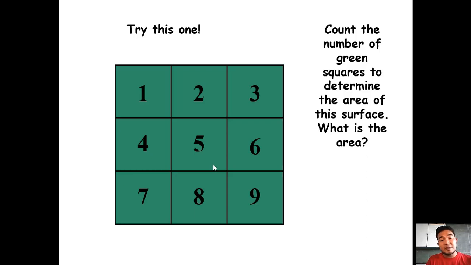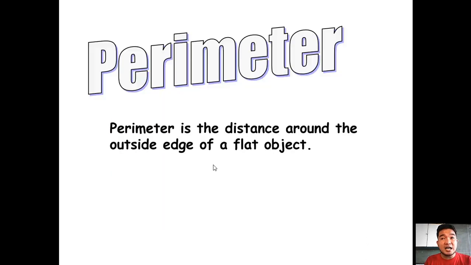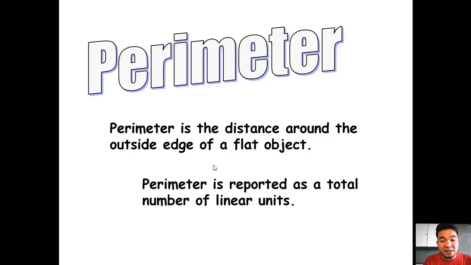But for the meantime, let us help them really understand first the concept of what area is all about and how area is being solved. Perimeter. As I have mentioned earlier, perimeter, ito yung gilid lang ng mga objects natin. Ano? So this is the outside edge. Okay, the distance around the outside edge of a flat object. So perimeter is reported as a total number of linear units.